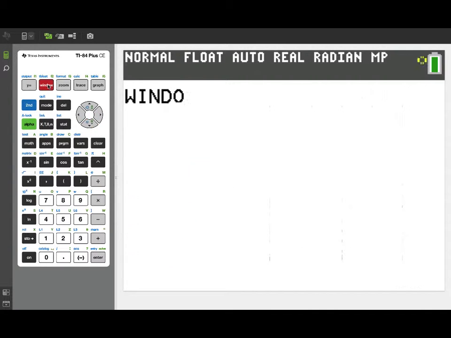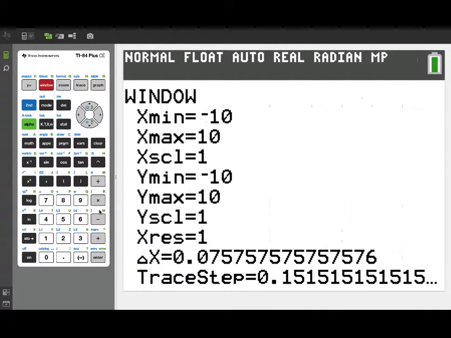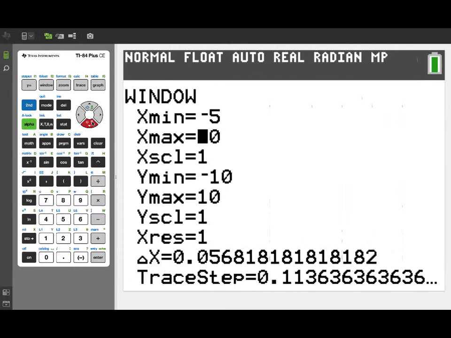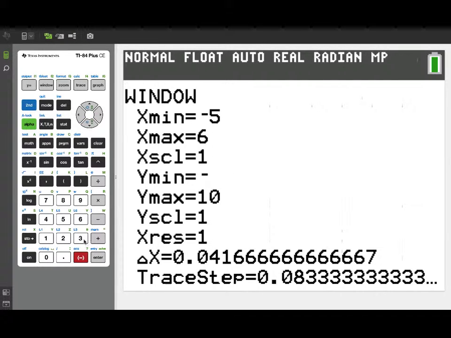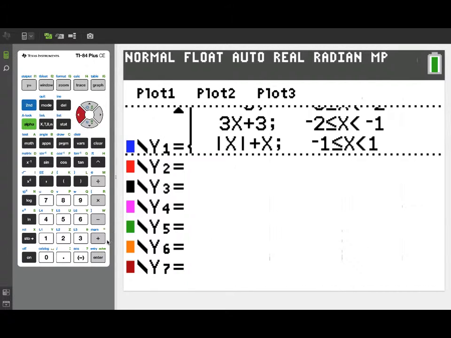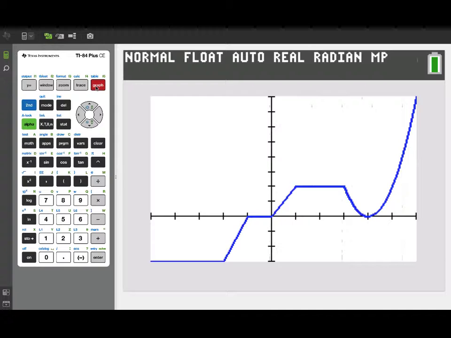Now, this function was actually displayed graphically on the exam, so I'm going to go to the window and make my settings match those of the graph that was displayed on the exam. X-min will be -5, X-max 6, Y-min -3, and Y-max 8. And now if we graph this, we'll get a display on our TI-84 that's very much like the graph that was displayed on the exam.